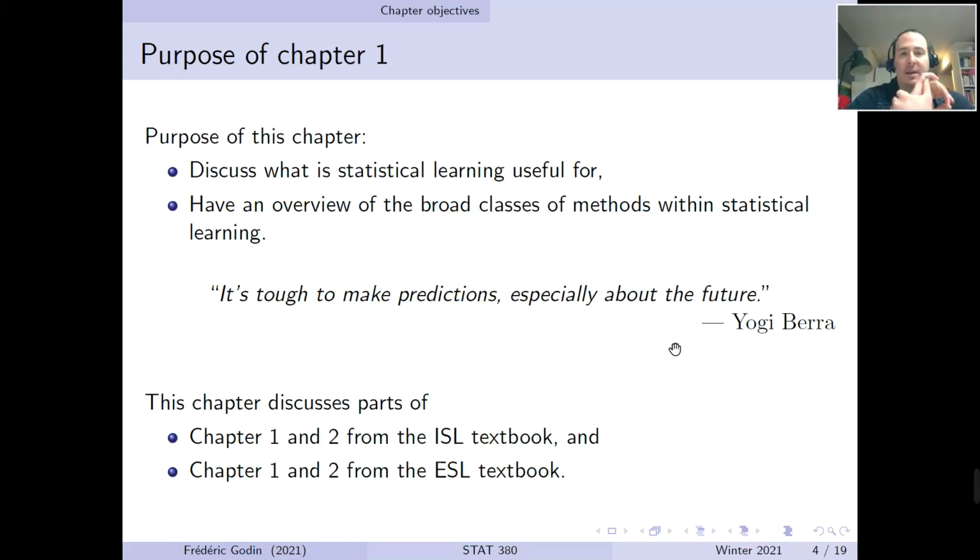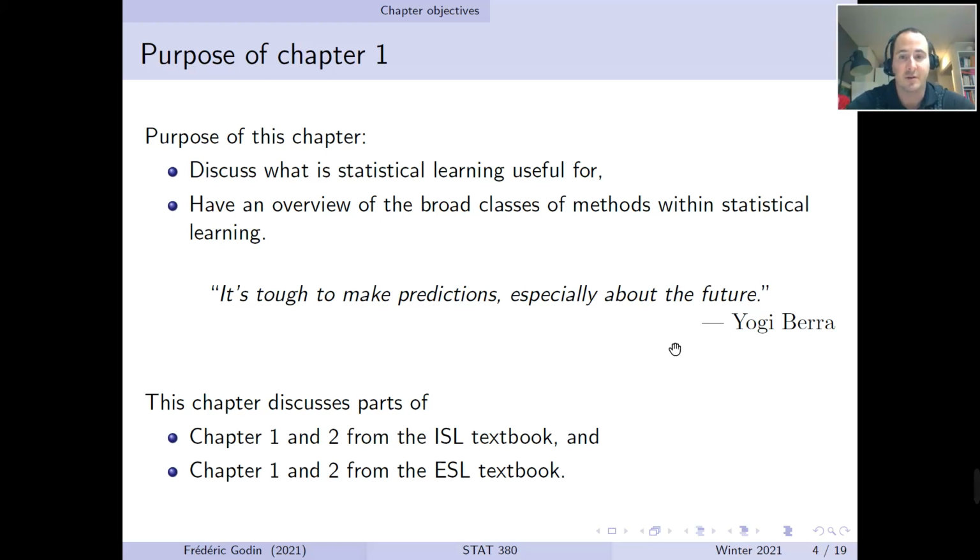So as I mentioned a bit earlier, the purpose of this chapter 1 is to discuss statistical learning. So first discuss what it is useful for, and second to have a kind of broad overview of classes of methods within statistical learning. Okay, so statistical learning is a broad topic which comprises several problems and several methods which attempt to solve them.